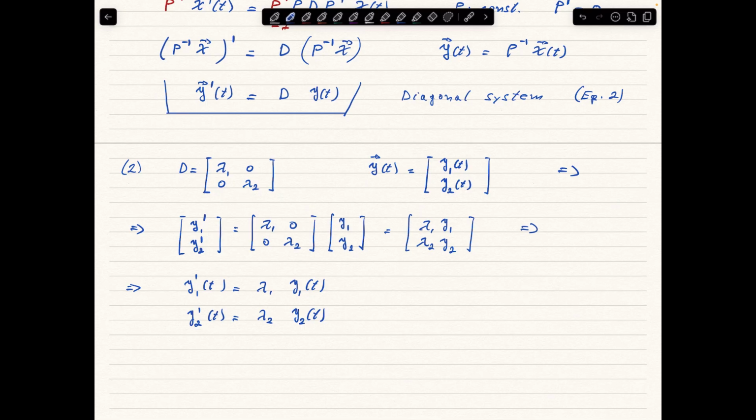And as we said before in the example, the same happens here, of course. These equations are decoupled, and then we can solve them. The solution is very similar to the previous example. y1 of t is an arbitrary constant c1, which depends on the initial condition, times exponential lambda 1 t. And the other function, y2 of t, is another constant, c2, times exponential lambda 2 t. And this is the solution for y.